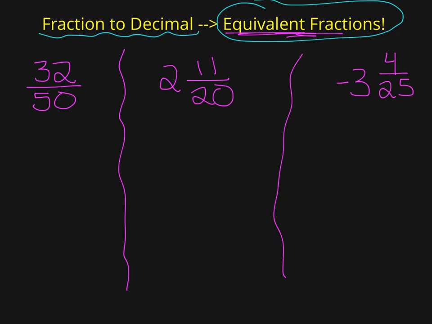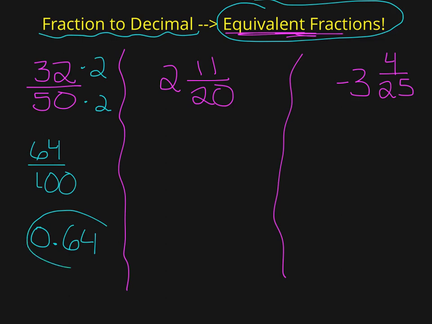So 32 out of 50. If I want to change that denominator to 100, I would multiply by 2. But whatever you do to the denominator, you must do to the numerator. So if I double both of these numbers, I will have 64 out of 100. Now 64 hundredths, we can go straight to the decimal, is 0.64. So by creating the equivalent fraction, we can write the decimal.